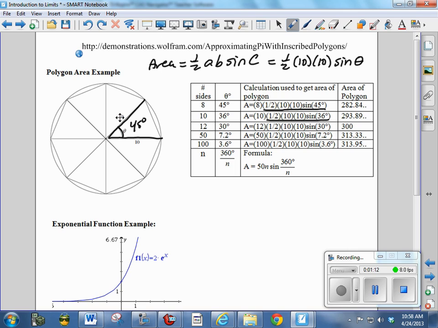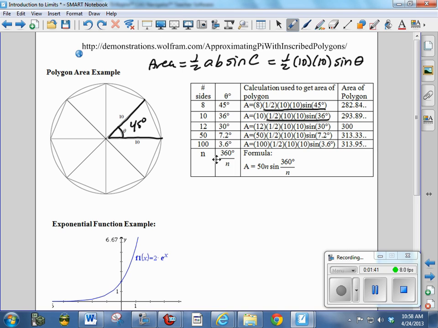If we then increase the number of sides so that there are 10 sides to the polygon and 10 triangles, each angle would only be 36 degrees. So this changes to 36, that changes to 10, and we get this area, a little bit more. As we increase the number of sides, notice that the area is increasing, but it doesn't increase the same amount each time. When we go from 50 to 100 triangles, it doesn't really increase that much at all, just barely.